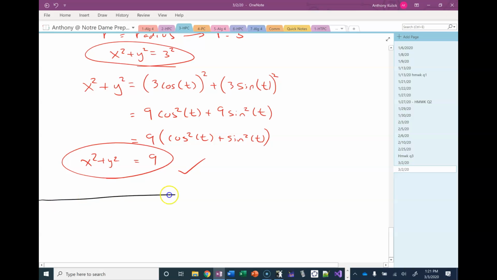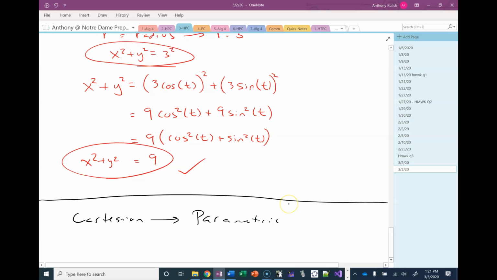Let's now talk about going the other way. So let's talk about going from our Cartesian form to the parametric.